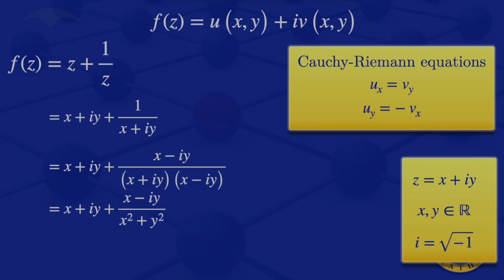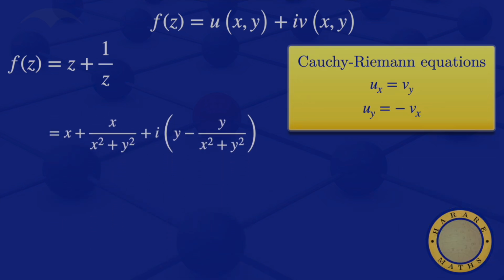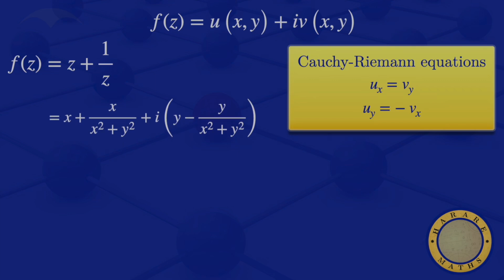Now we go on and separate the real parts and imaginary parts, and the real part will be x plus x divided by x squared plus y squared, plus i multiplied by y minus y divided by x squared plus y squared. So we have now written the function in terms of the real parts on their own, and the imaginary parts on their own.